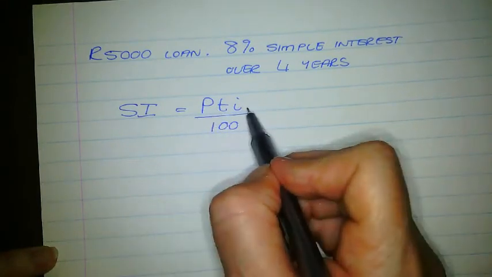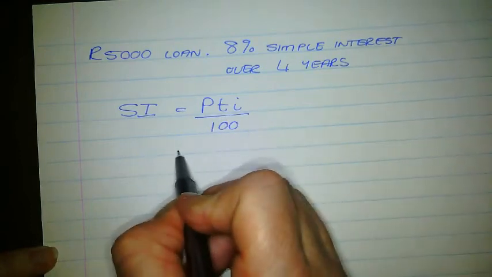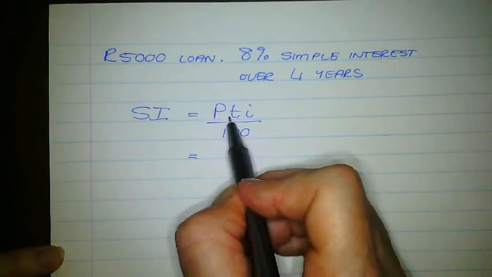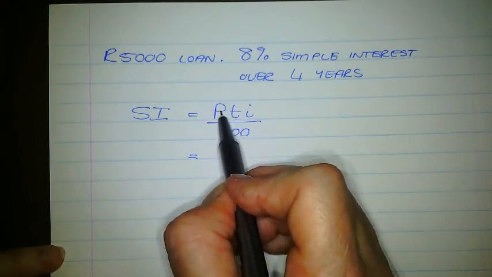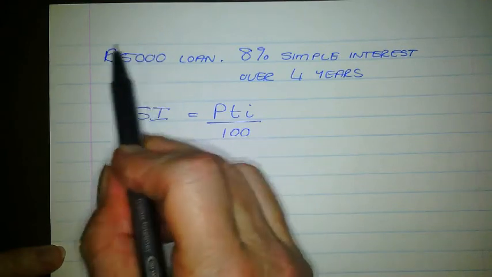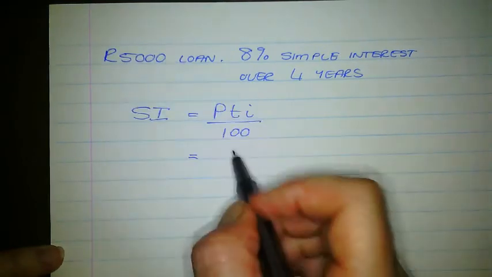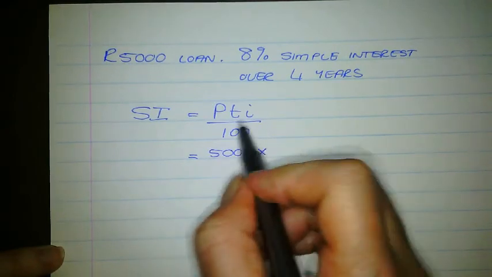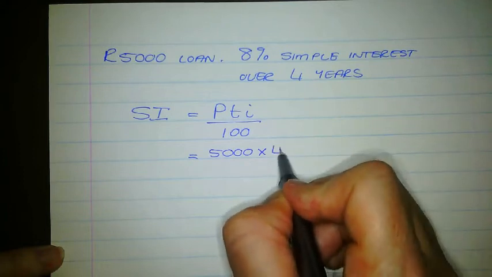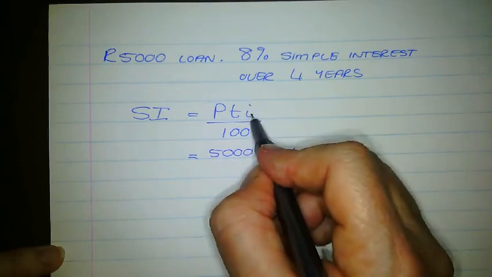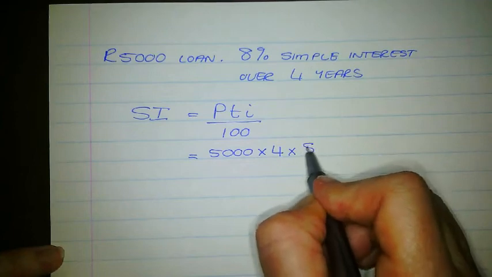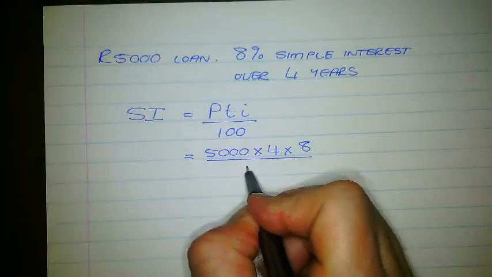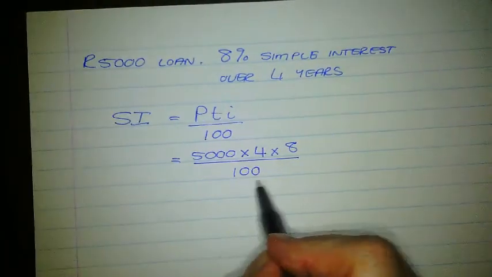Now again, the multiply signs, you don't have to put them there. Now you just have to find the information that they ask you here to replace it with. So the P, that was the biggest amount, or the starting amount that you got, is 5,000 times the time, which was 4 years, and the interest rate was 8%, and everything is over the 100. And please don't forget the 100, that's also the percentage.